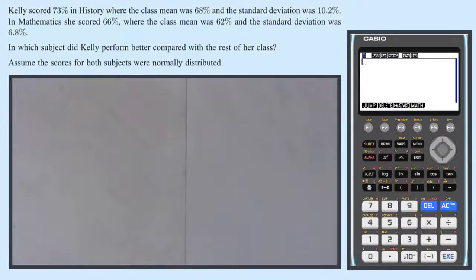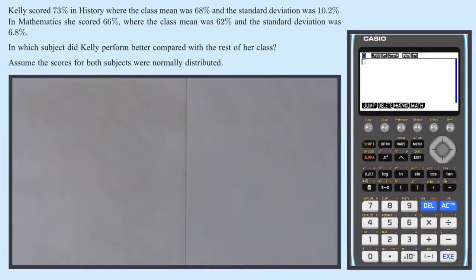Kelly scored 73% in history, where the class mean was 68% and the standard deviation was 10.2%. In mathematics, she scored 66%, where the class mean was 62% and the standard deviation was 6.8%. In which subject did Kelly perform better compared with the rest of her class?